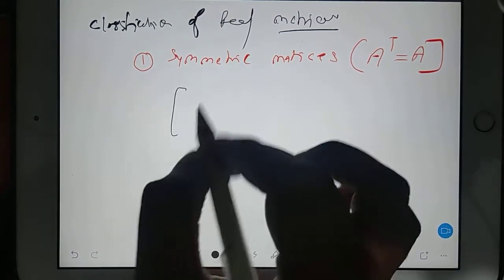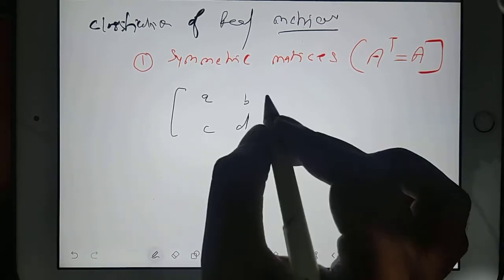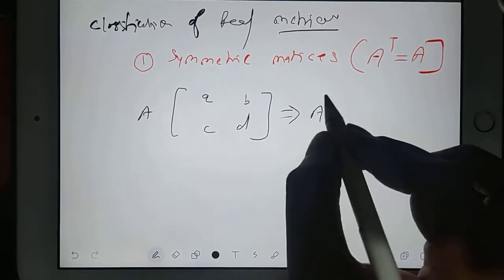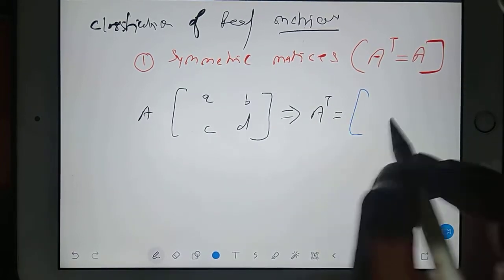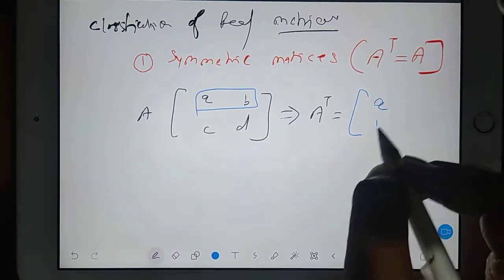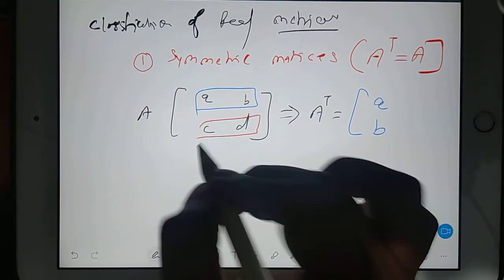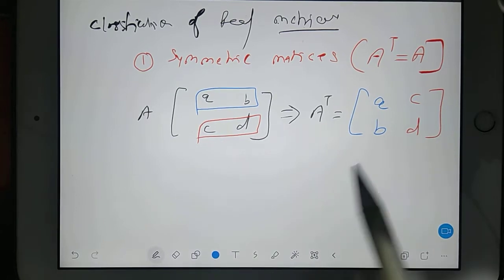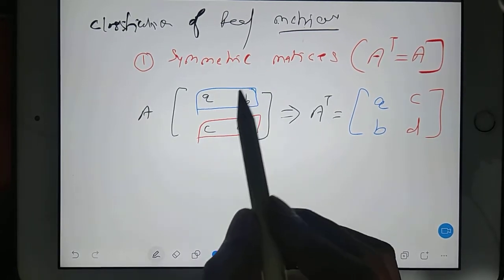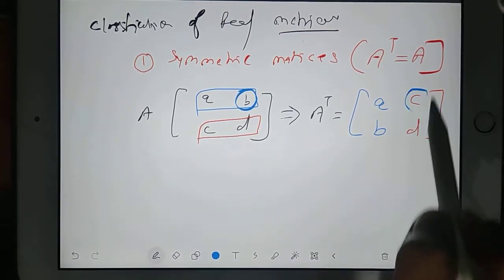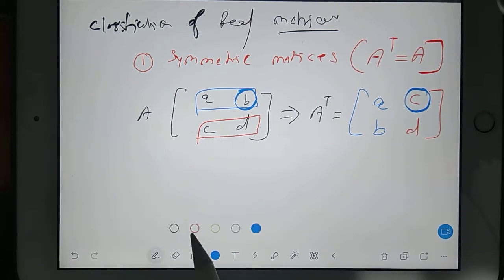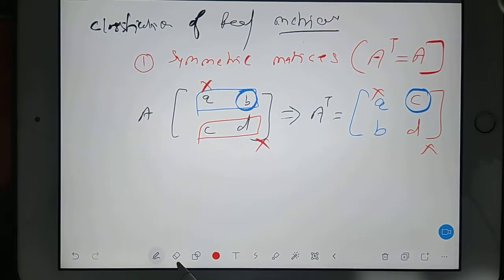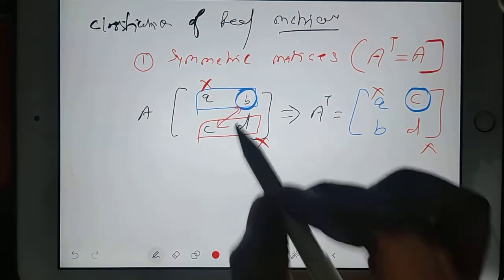Suppose you have A, B, C and D. Suppose this is your A value. Now for this, if you are finding the transpose, what is the meaning of transpose? Transpose means this row you write as a column and this row you write as a column. See here, it means your B value must be equal to C value. Because keep in mind, this A value and D value are not changing place. C and B are changing place.